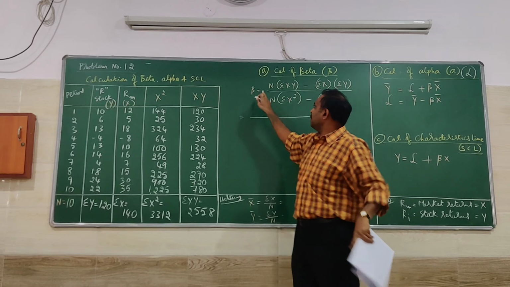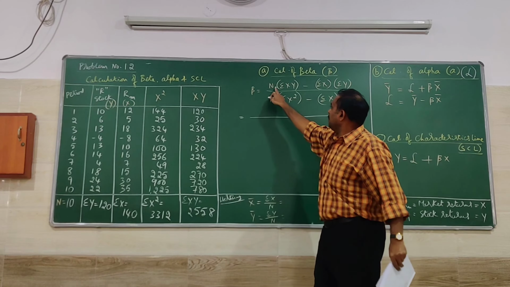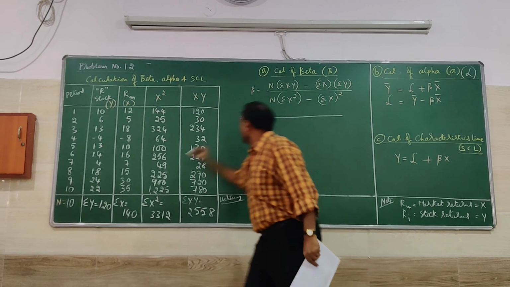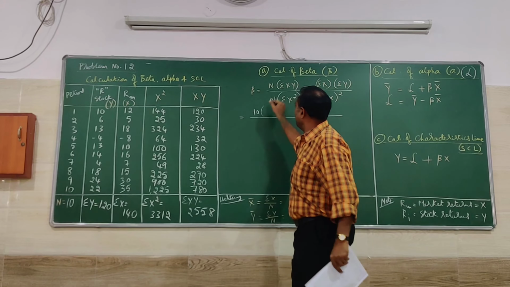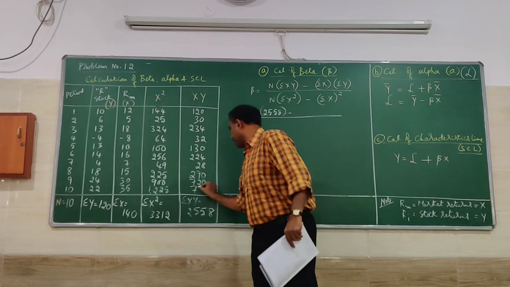So let me go further now. Calculation of beta, the first one, n is 10. Be careful when you are substituting, multiplied by.